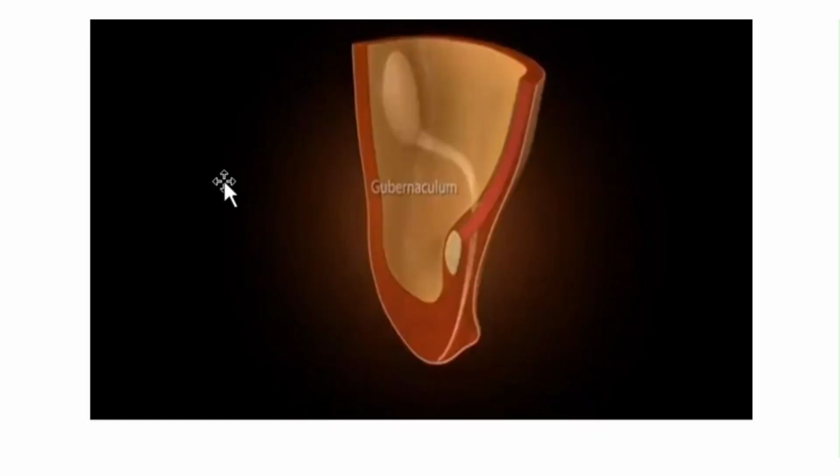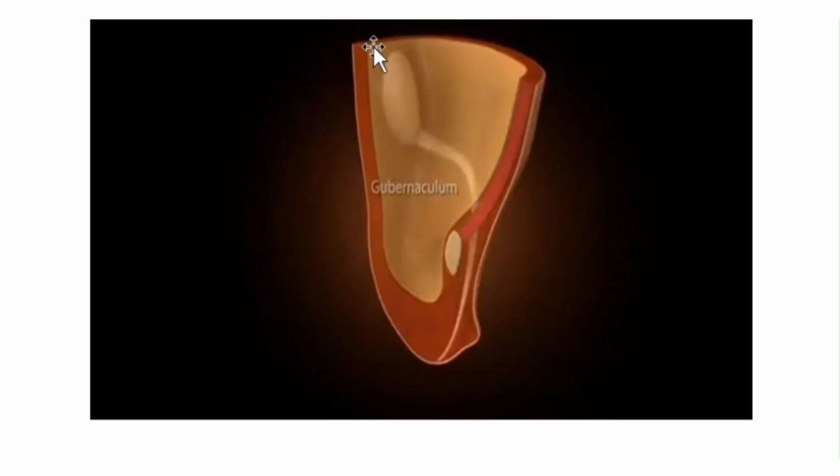What is inguinal hernia? The protrusion of the abdominal contents through the inguinal canal is known as inguinal hernia. It is of two types, direct and indirect. To understand the differences between the direct and indirect, let us first consider how the testis descends into the scrotum.